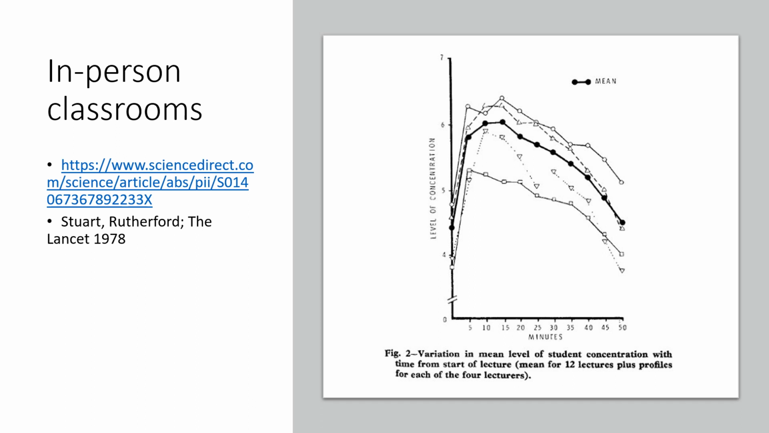The fact that our attention spans during lectures and education sessions are very brief is not a new finding. You can see right here in this study from 1978, what they did was they had 4 of the best educators give lectures on hematology, and then they asked the students to record their level of concentration. And this dark line here is the mean for all 4 lecturers. You can see that the students' peak concentration was somewhere between 5 and 15 minutes. And right after that, the concentration starts dropping.